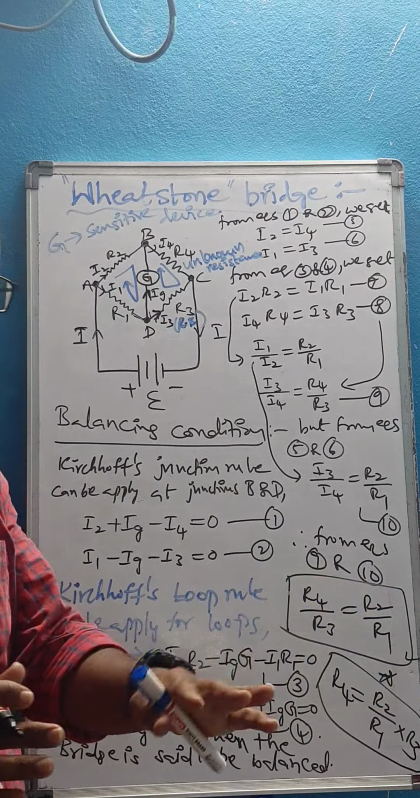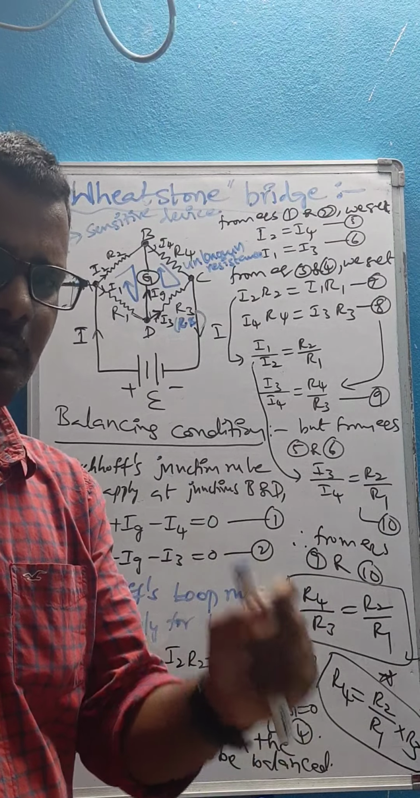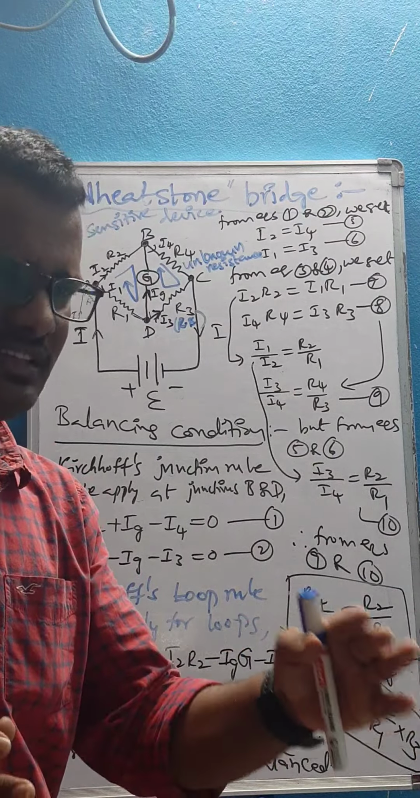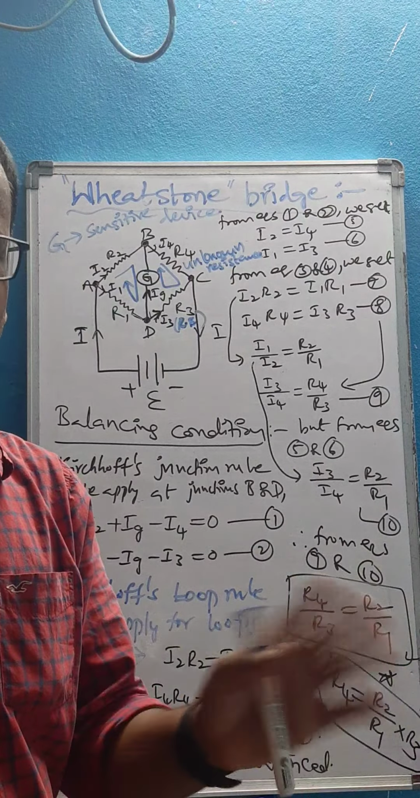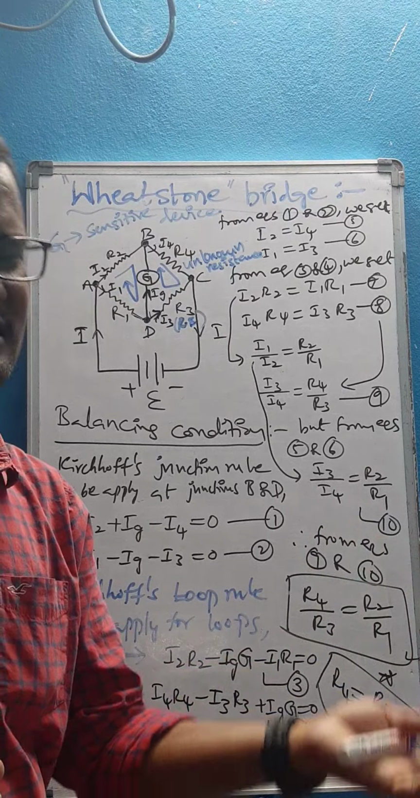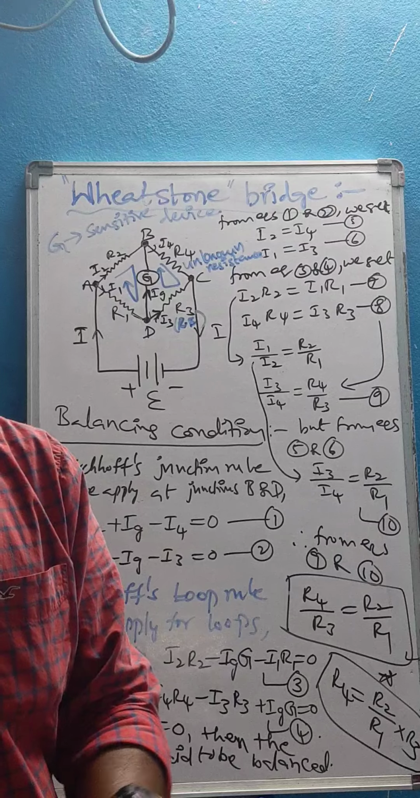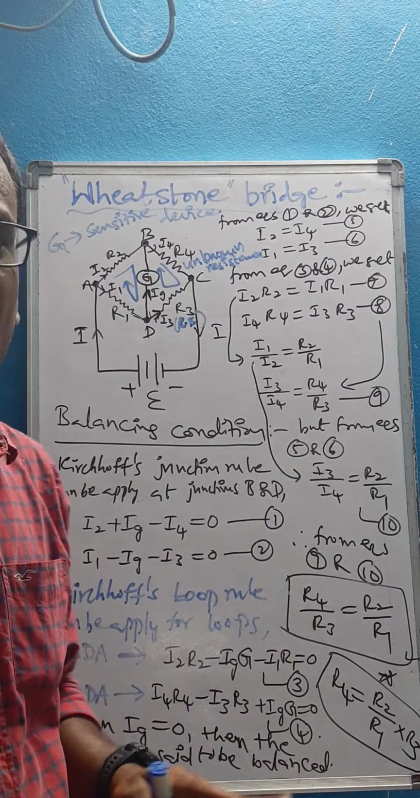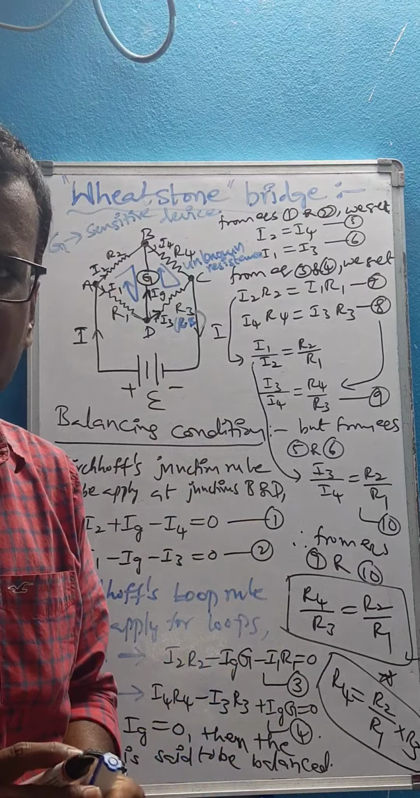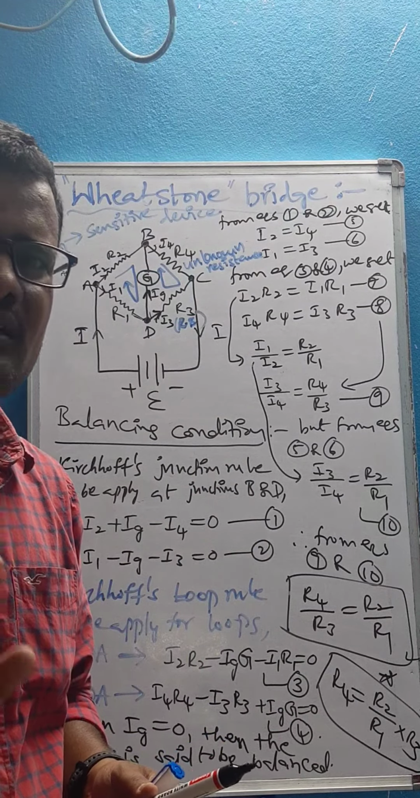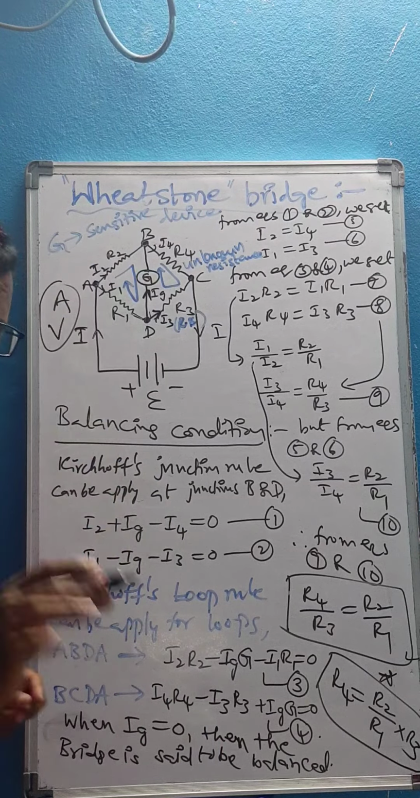A galvanometer is a sensitive device. It measures voltage, that means potential difference, and also current. It can be used as a voltmeter and as an ammeter, but it is very sensitive. An ammeter and voltmeter are not sensitive devices.